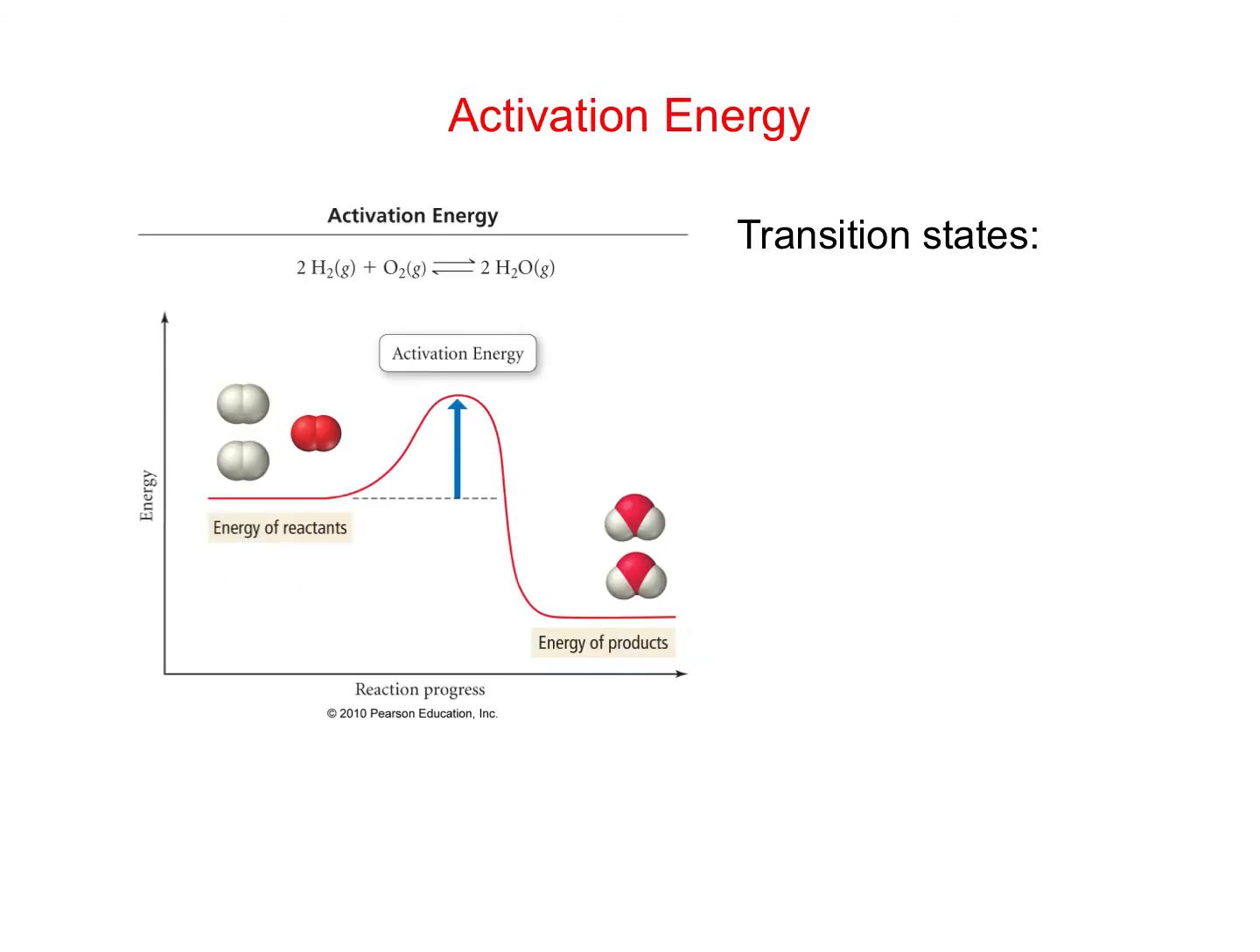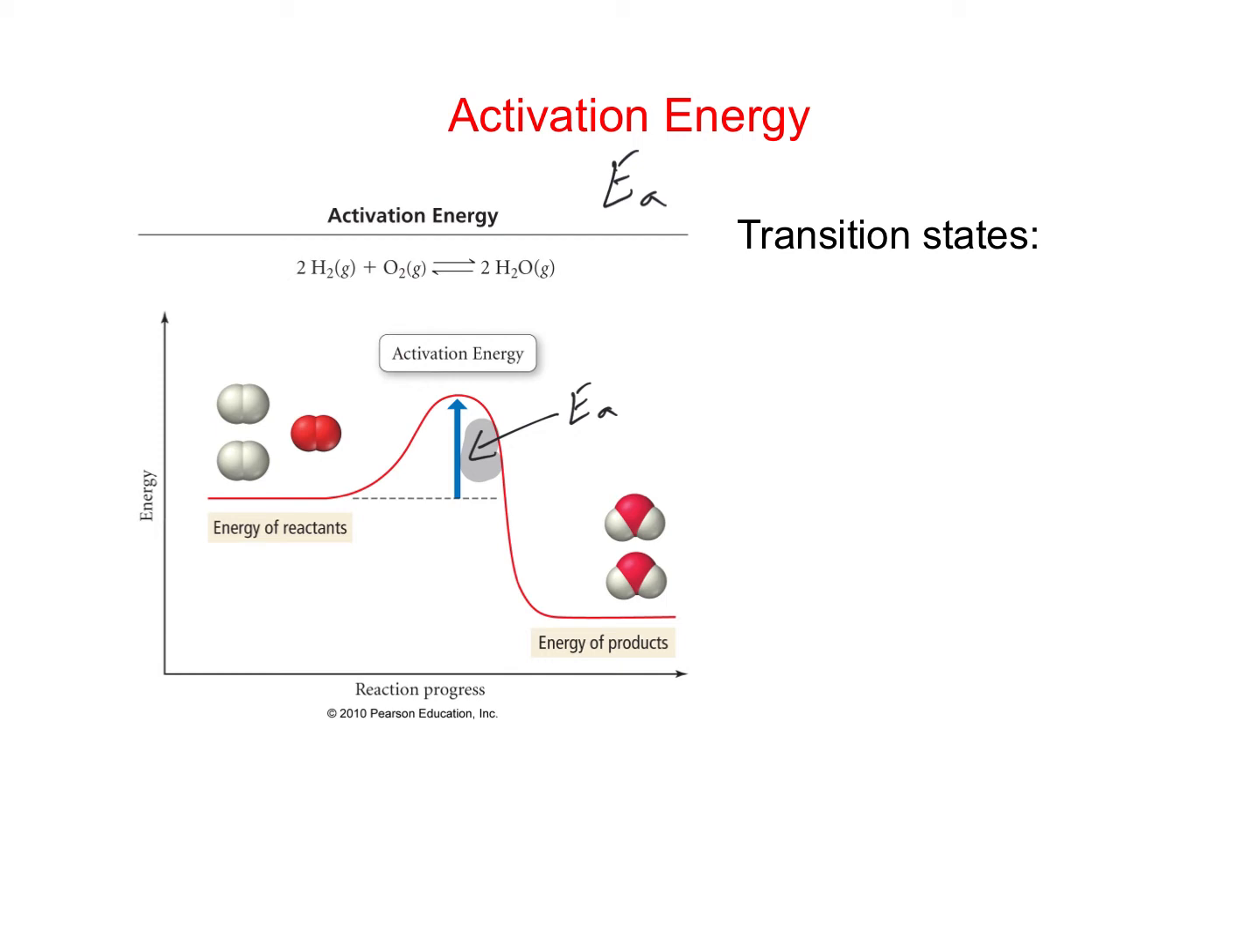Alright, so what exactly is this EA, the activation energy? Well, in most chemical reactions, there's an energy barrier that separates the energy of the reactants from the energy of the products. And in order for the reaction to happen, the molecules involved in our reaction have to have enough energy to get over that energy barrier, and this energy barrier is what we call the EA, the activation energy.